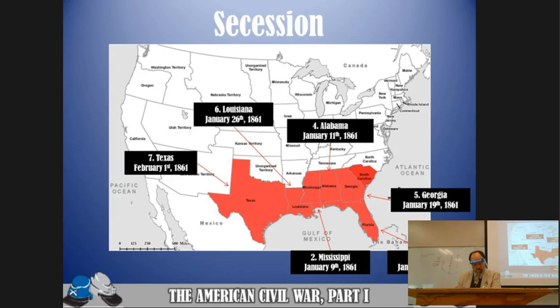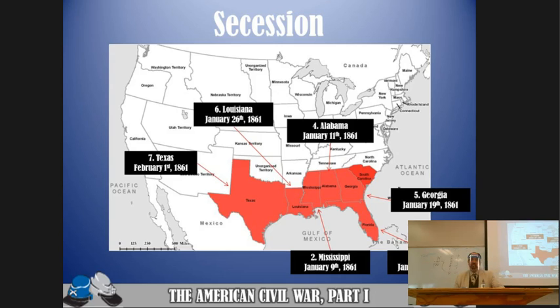In order, if you're curious, Mississippi, Florida, Alabama, Georgia, and Louisiana all left in January. Texas left in February of 1861. So 7 slave-owning states left the Union, although for the moment 8 slave-owning states remained as part of the Union. Although the 7 who left were the 7 who had the highest percentage of their population enslaved.